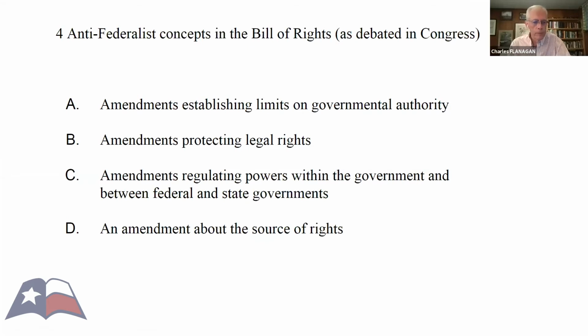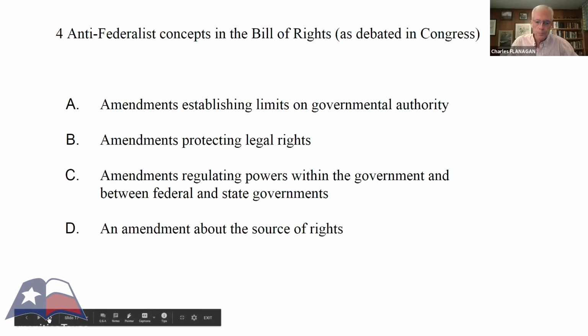First, there are amendments that establish limits on governmental authority. Second, there'll be amendments that protect legal rights. Third, there'll be amendments regulating powers within the government and between the federal and state governments. And fourth, there'll be an amendment about the source of rights.